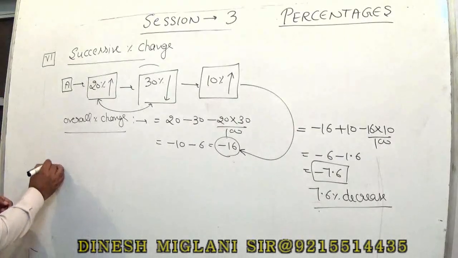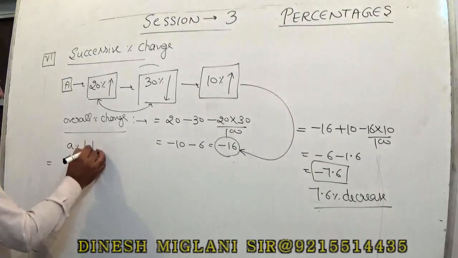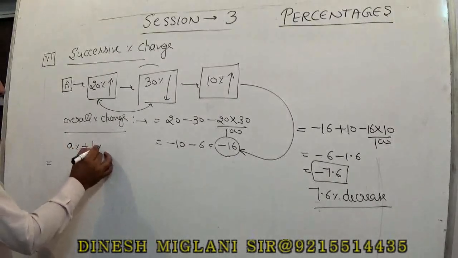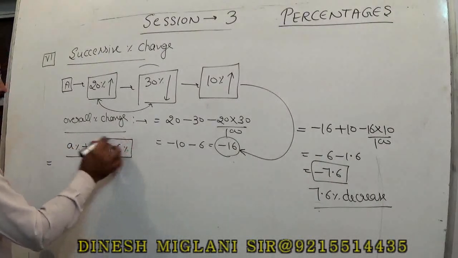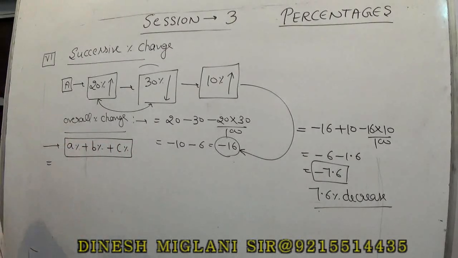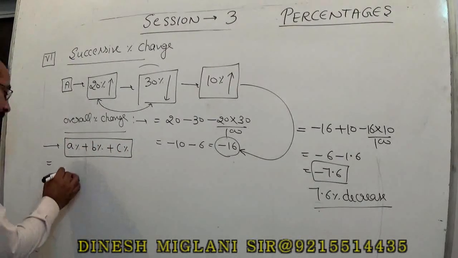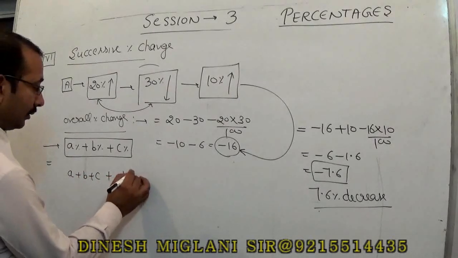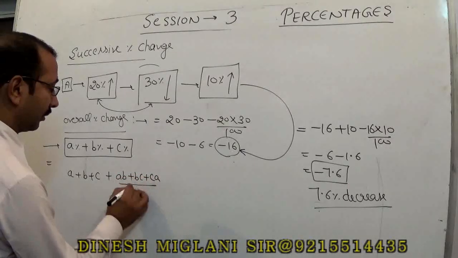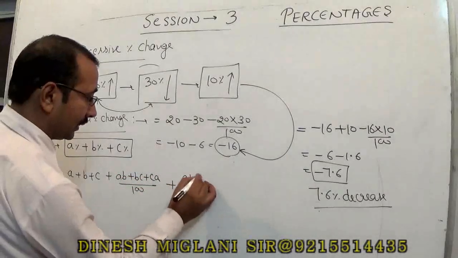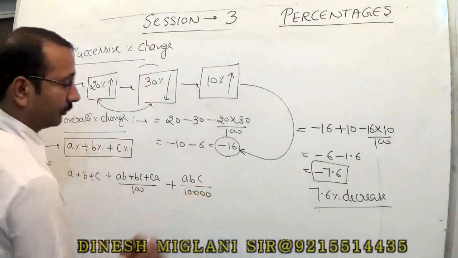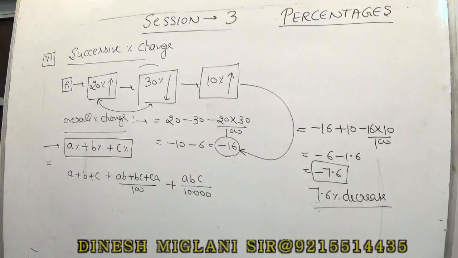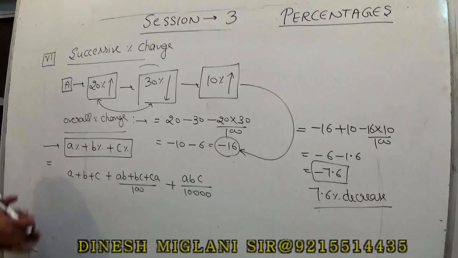Or we have a standard formula here, means A percent change, then B percent change, then C percent change. Means in a number, if 3 successive percentages are changed, so we can use this formula: A plus B plus C plus AB plus BC plus CA upon 100 plus ABC upon 10,000. You have to just put your values. If there is an increase, put the plus sign. If there is a decrease, put the negative sign. And at last you can find out what is the overall percentage change.